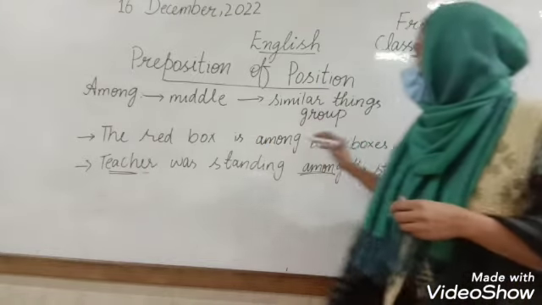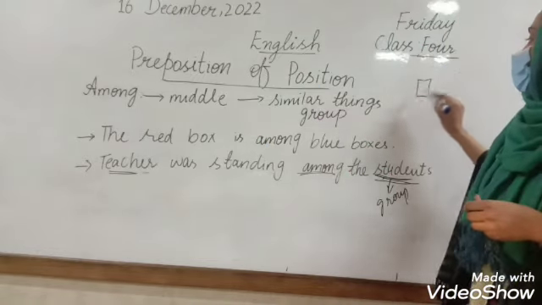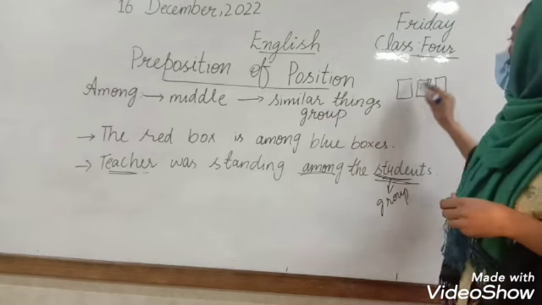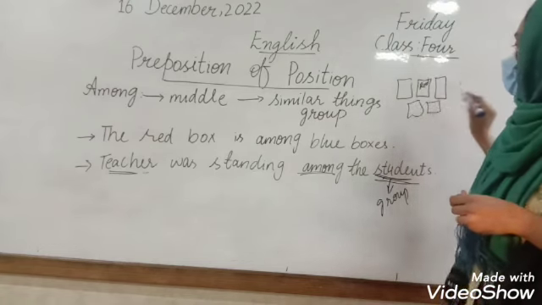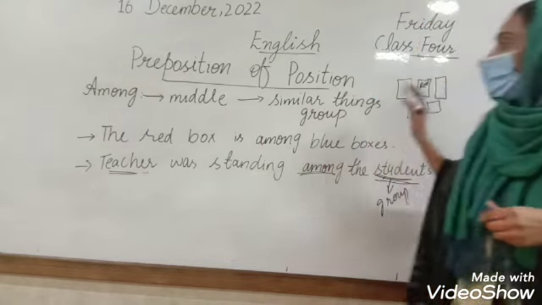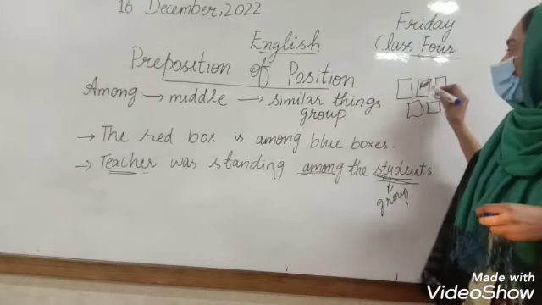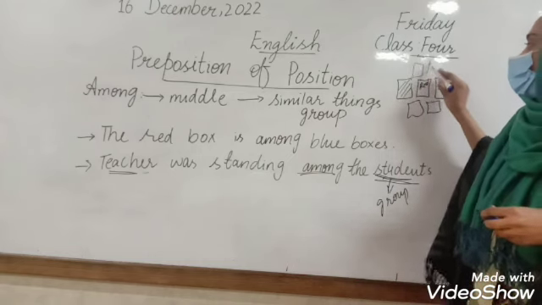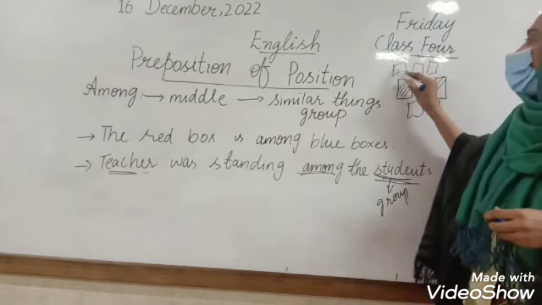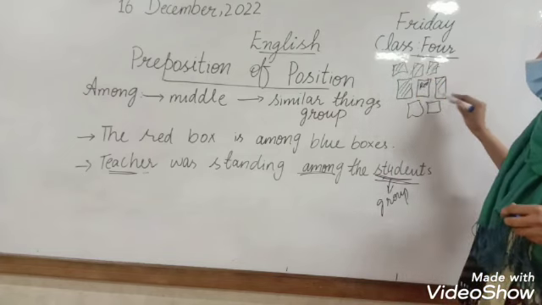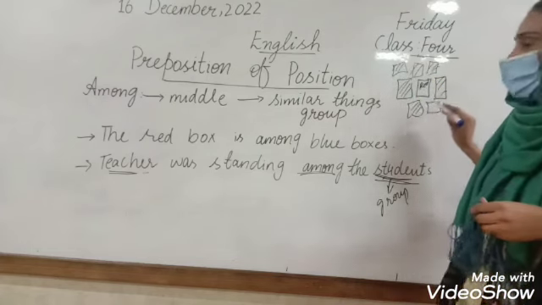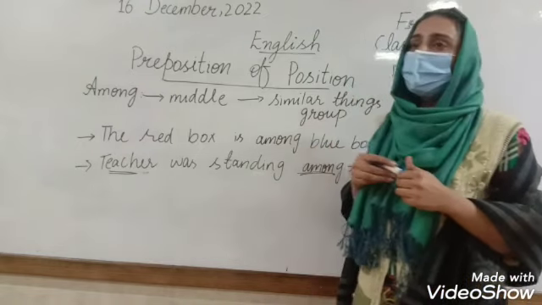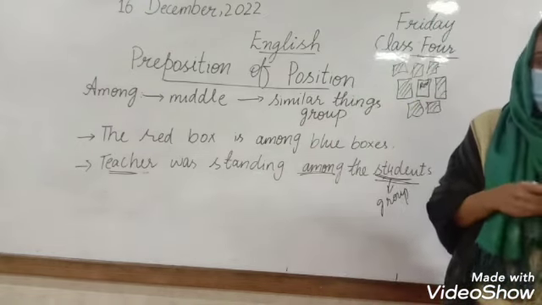The red box is among the blue boxes. Here is the red box and that is among the blue boxes. We use among when we are talking about similar things of the same category and someone is present just in the middle of those things. For example, the lady was standing among the crowd.